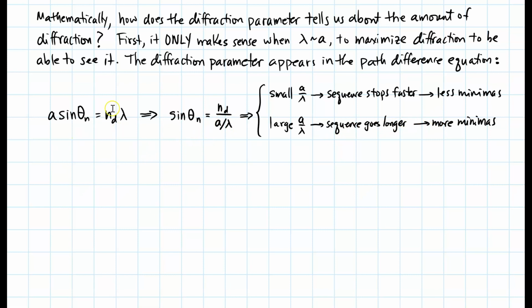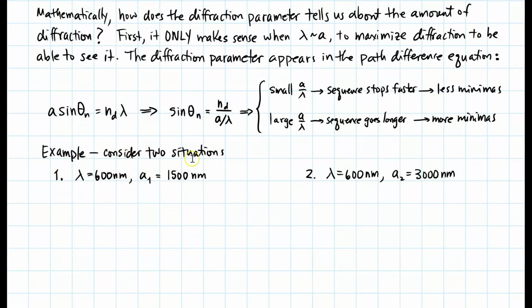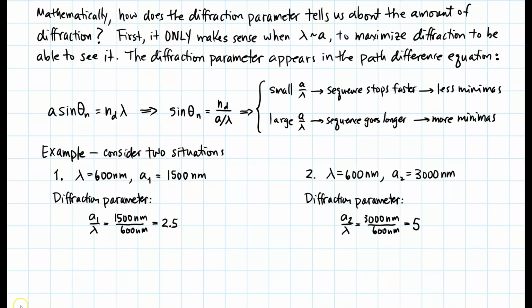So to understand what I just said here, let's go through some examples with an applet. In this example, I have two situations. The first situation has a wavelength of 600 nanometers, and then I have an opening of 1500 nanometers. And the second situation, I have the same wavelength, but now I've doubled the opening so that A2 is 3000 nanometers. If I calculate the diffraction parameter for both of these, you see that A1 over lambda is 2.5 and A2 over lambda is 5.